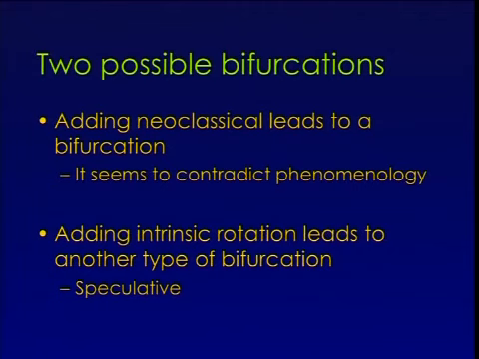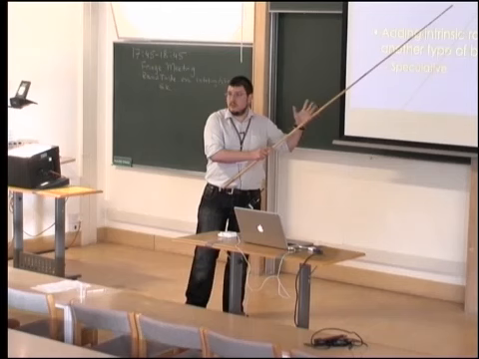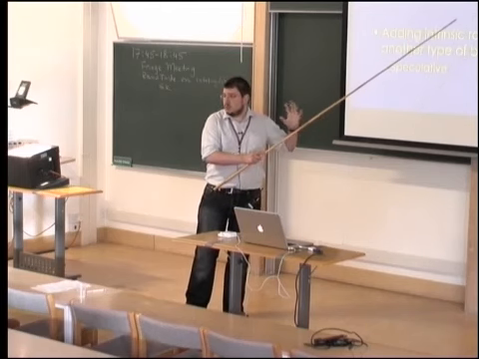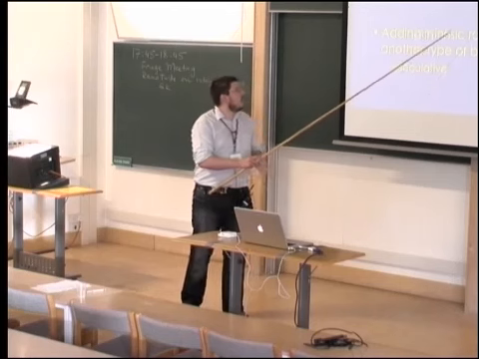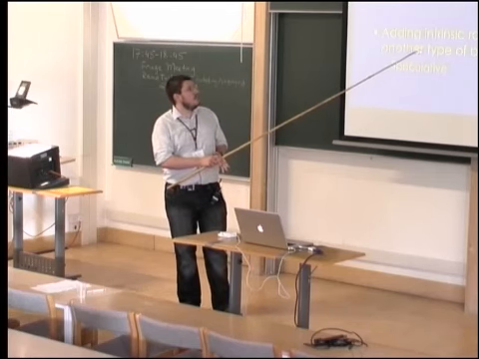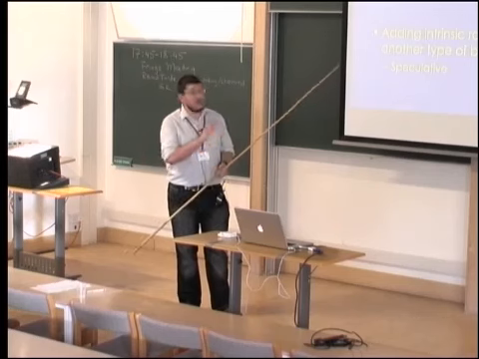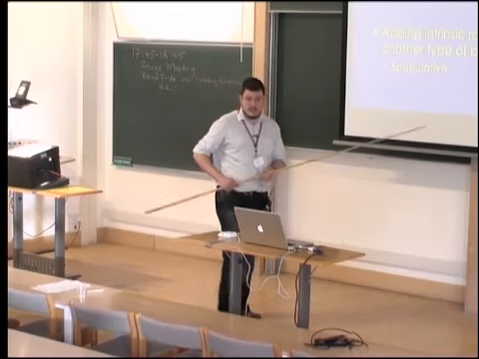The first one is by adding neoclassical theory. It's going to look very nice, but it's going to contradict part of the phenomenology. So let me get there and I'll explain how it is. But this one at least is robust. It's a robust phenomenon, and this bifurcation should exist in a tokamak. The other possible bifurcation is adding intrinsic rotation into the system, and this is much more speculative, and I'll get to that at the end.